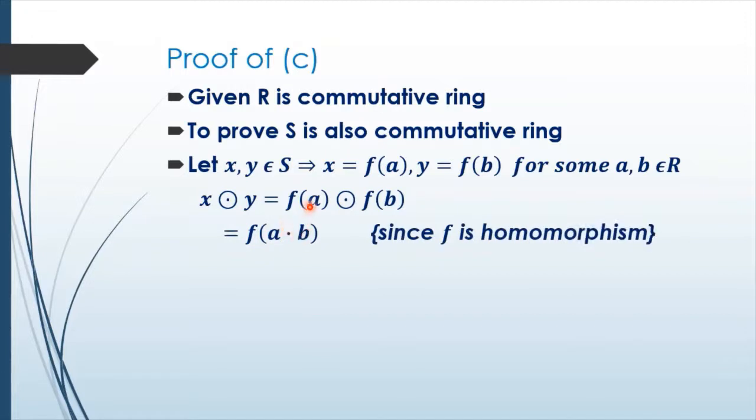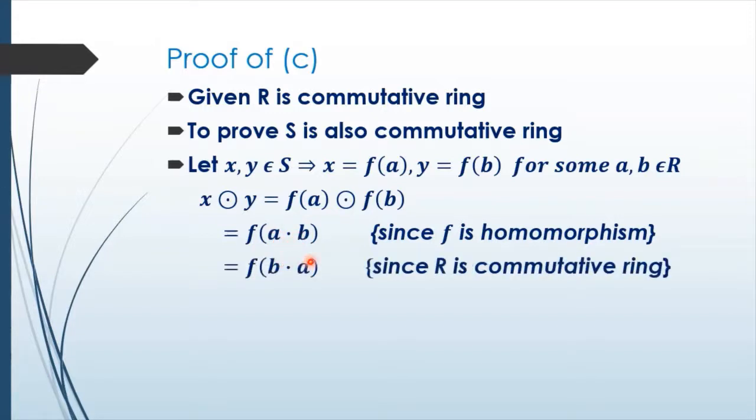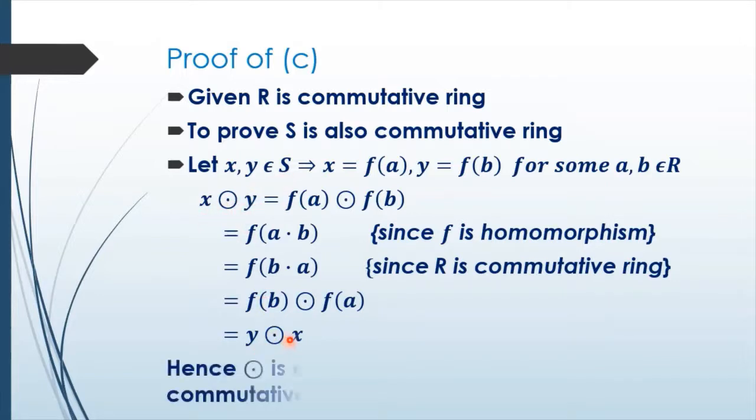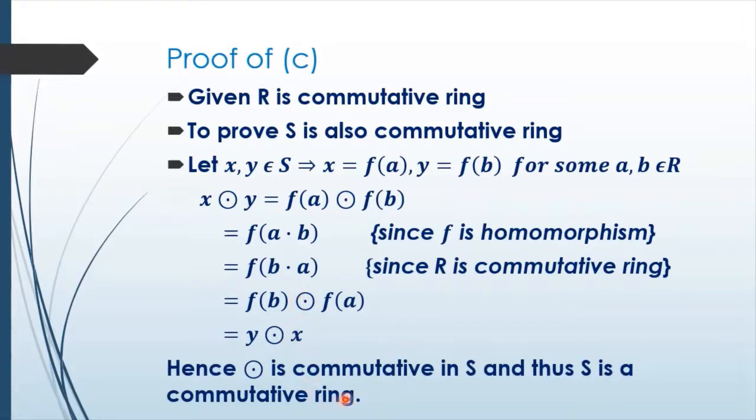So this can be rewritten as f of A dot B. And since R is commutative, this A dot B can be rewritten as B dot A. And again, since f is a homomorphism, this can be written as f of B dot f of A. That is nothing but y dot x. So for every pair of elements x, y in S, we have seen that x dot y is equal to y dot x. Hence, S is a commutative ring.